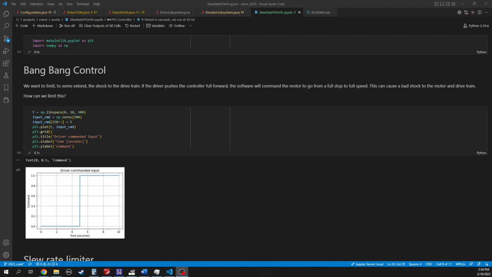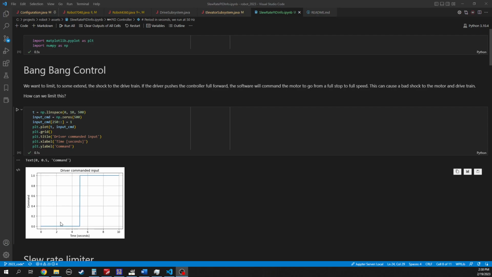And that motor controller will be more than happy to take that motor from a dead standstill to as fast as it can go, as fast as possible. And that can be really, really hard on the motor, the gearbox, the chain, everything. So one of the things that we can do to limit that is use something called a slew rate limiter.